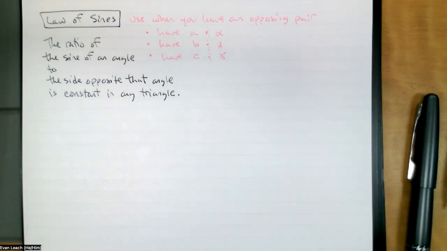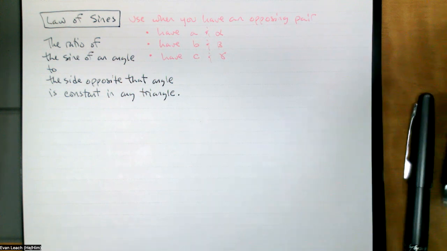Let's talk about the law of sines and when we can use it. So let's say what the law of sines states. The law of sines could be stated in words kind of conveniently. The law of sines states that the ratio of the sine of an angle to the side opposite that angle is constant in any triangle.